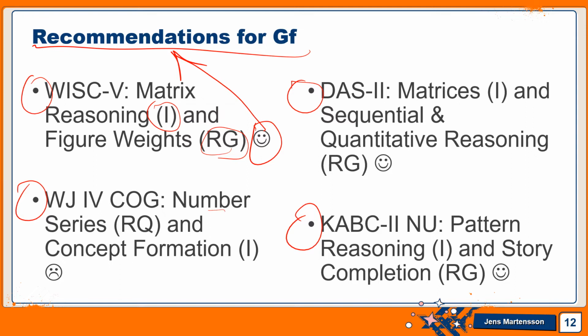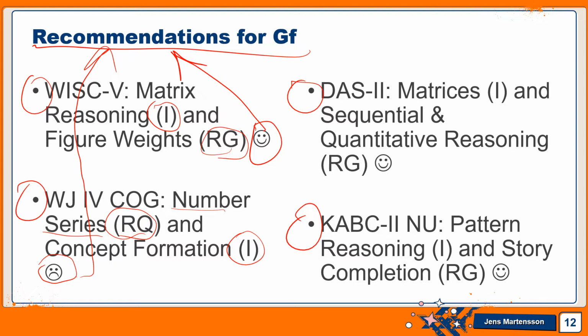Then the WJ-COG has number series, which is a quantitative reasoning test, and concept formation, which is induction. So actually, the WJ, I don't know, this might be a shocker, does not meet the recommendations to get a composite score, right? Now, I know there's analysis, synthesis, and other tests that you can use to get the different narrows, but just looking at the core battery for getting a composite, it doesn't meet the recommendations.